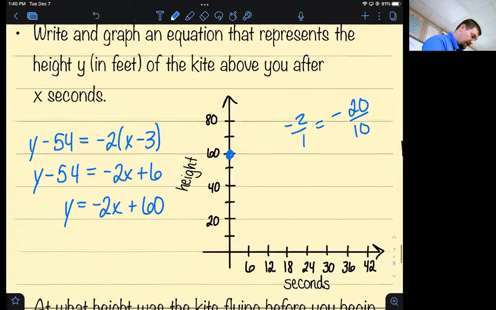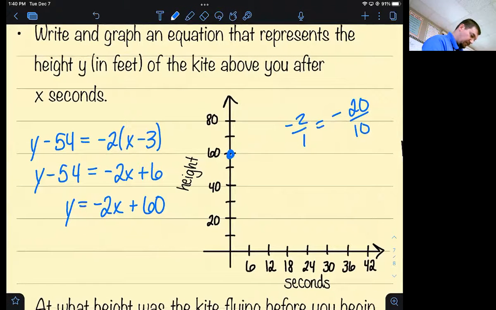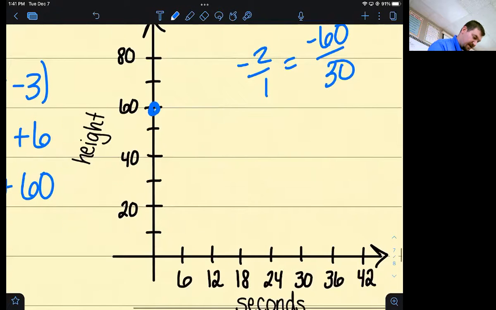Why is this like this? Yeah, why is it counting by 6s? That's the thing. Oh, because I want to make it even more challenging. So let's do it. So it's over 30. Down 60 over 30, isn't that the same as down 2 over 1? Does that equal -2? So down 60 over 30 puts me right here.